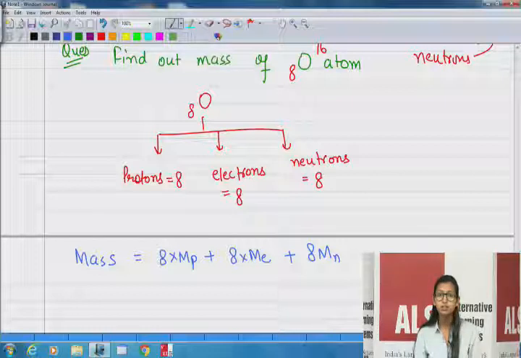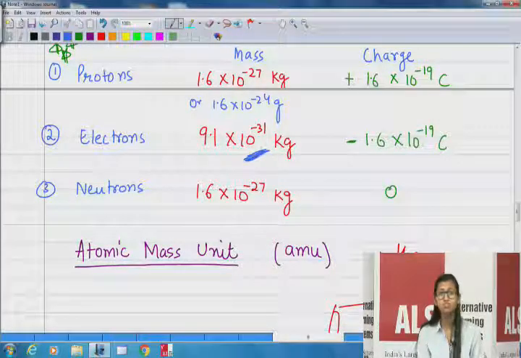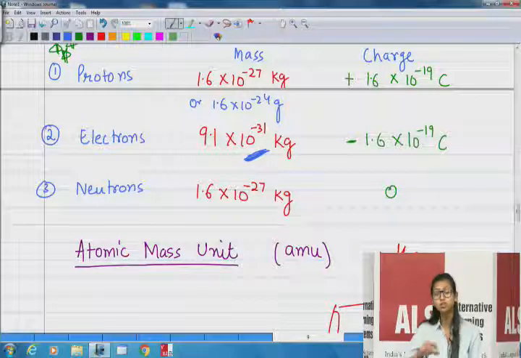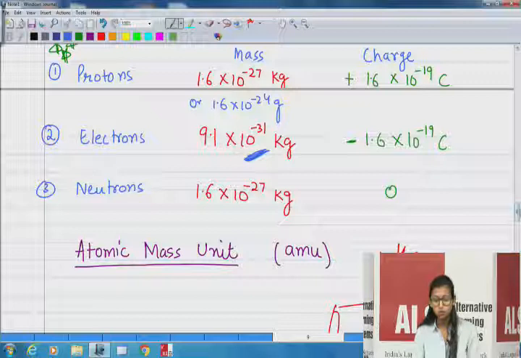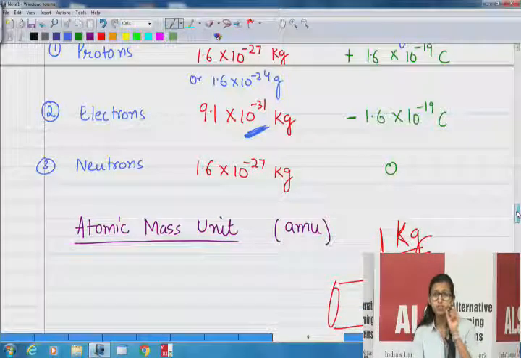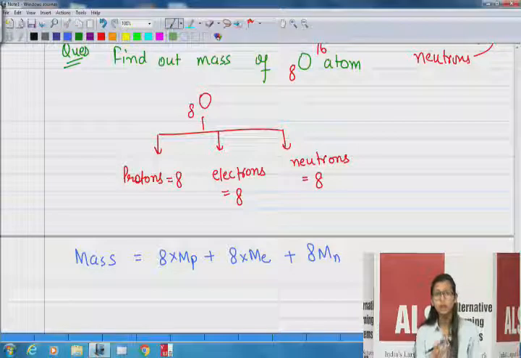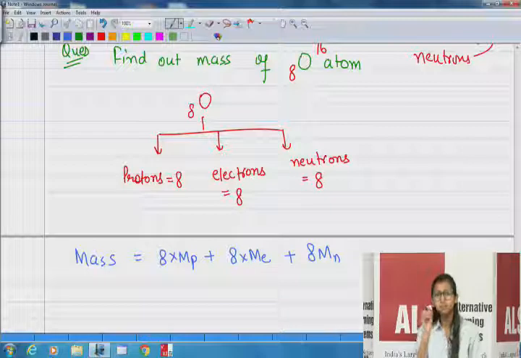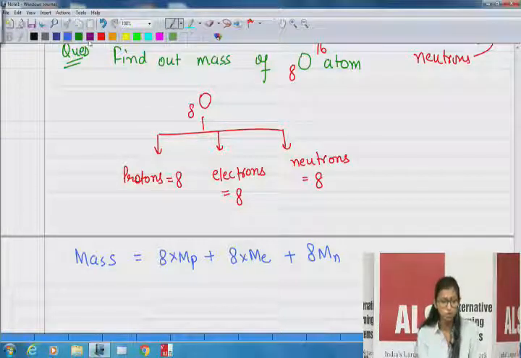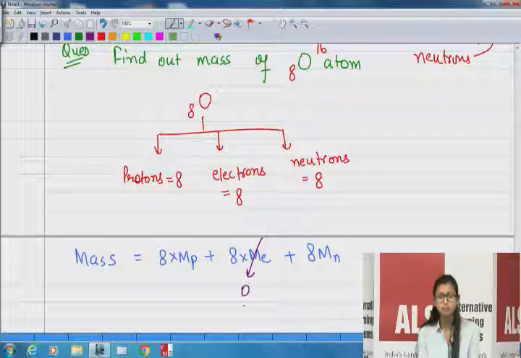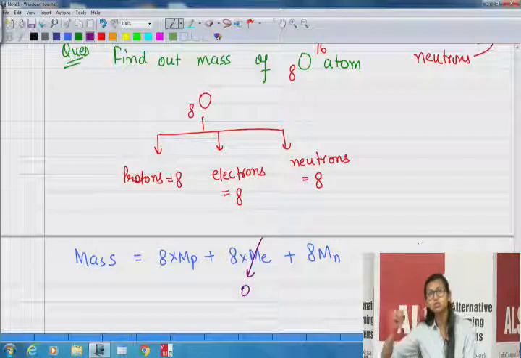Now, look at the screen, Kohima Center. See, the mass of electron is so much lesser as compared to the protons and neutrons. It's 10 to the power minus 31. So actually we take that the mass of electron is very, very small, and we can neglect it. Whenever we calculate the mass of the atom, the electrons are usually neglected because the mass value is very, very small. So can I neglect it? I am neglecting it. You are understanding why I am neglecting, because the value is very, very small, 10 to the power minus 31.